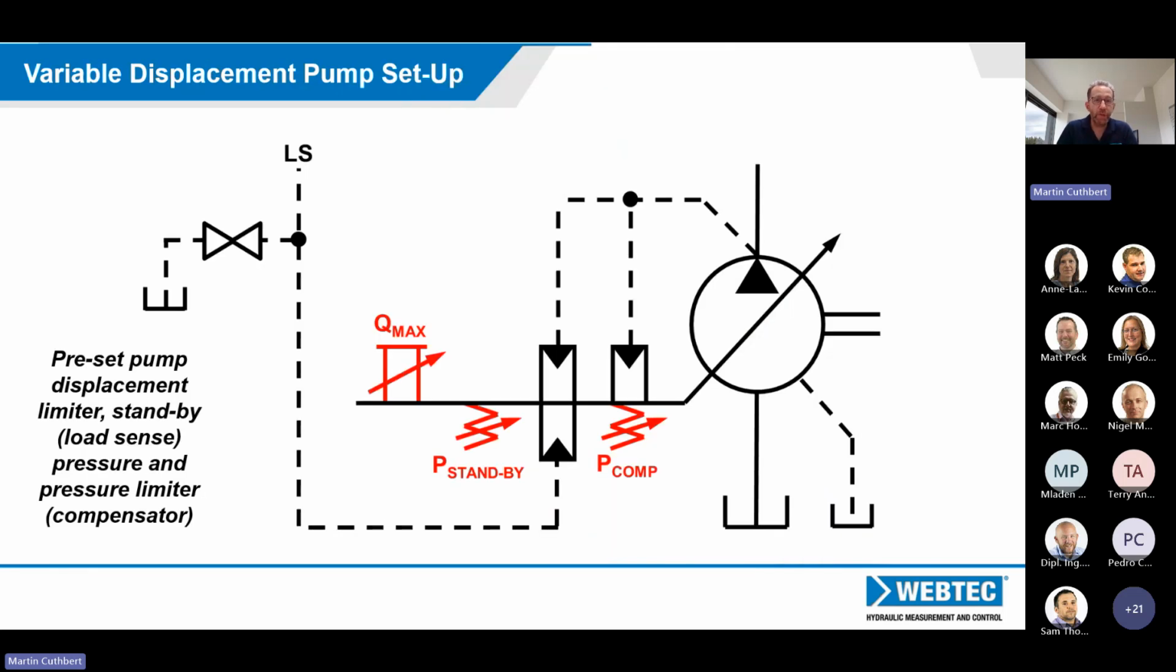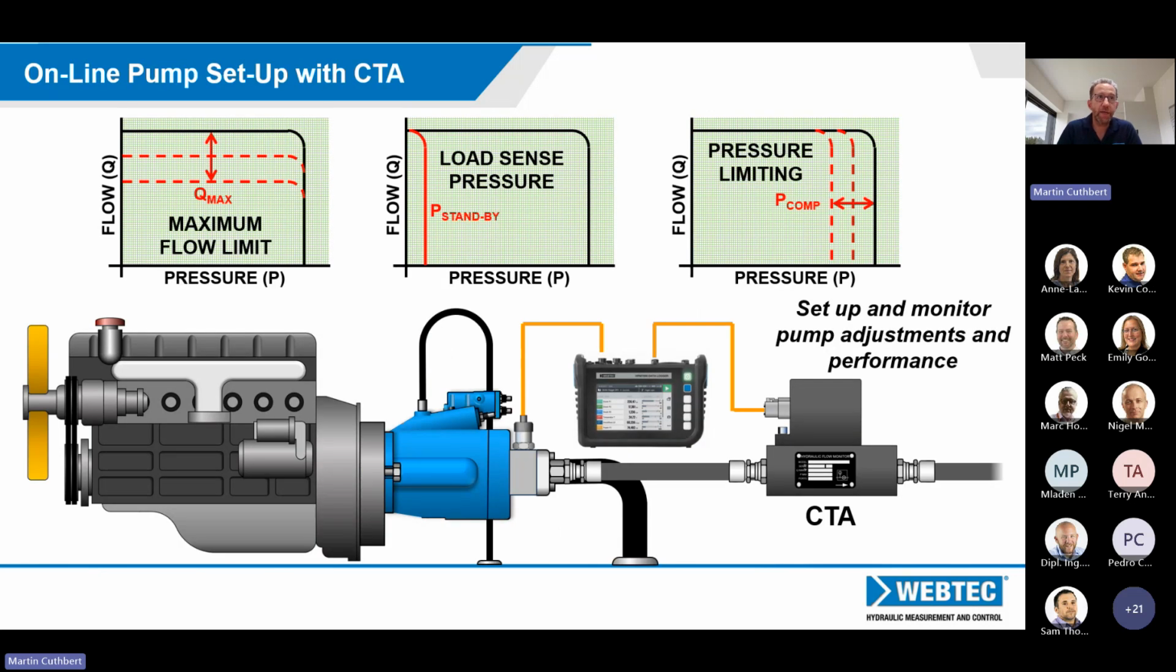On a variable displacement piston pump, there may be various parameters that need tweaking. We talked about tuning the pump at the beginning. Here it might be adjusting the Qmax, the standby pressures, or the compensator pressure on the load sensing pump. And with that flow meter in place, it's relatively easy now to bring along a readout.